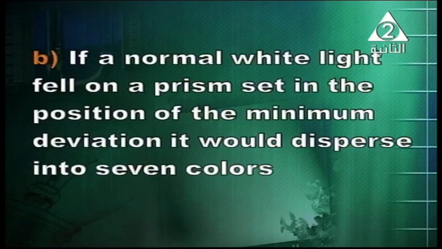Second method to differentiate between normal light and laser is using a prism set in the position of minimum deviation. Normal light disperses into 7 colors, but laser is made of just one wavelength, so no noticeable dispersion occurs in case of laser, but normal light disperses into 7 colors.